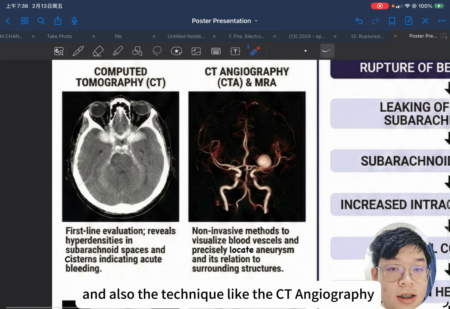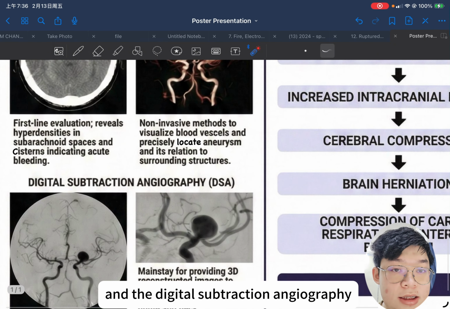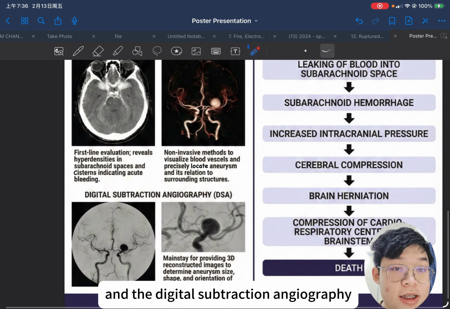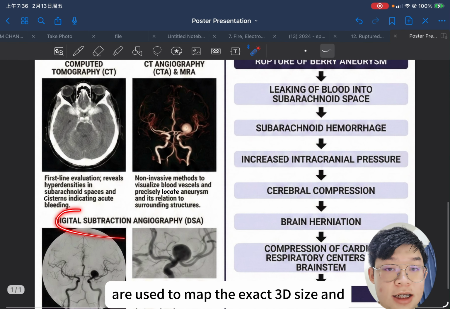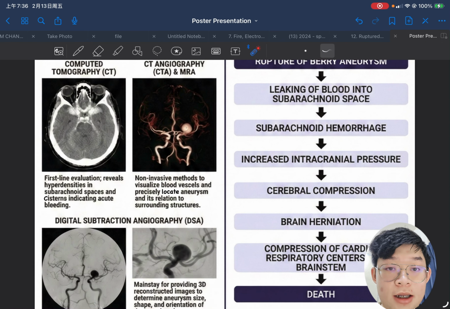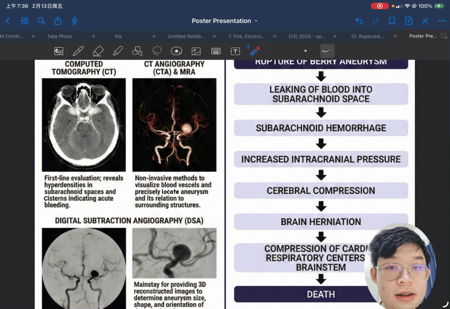And also techniques like CT angiography and digital subtraction angiography, DSA, are used to map the exact 3D size and location of the aneurysm.